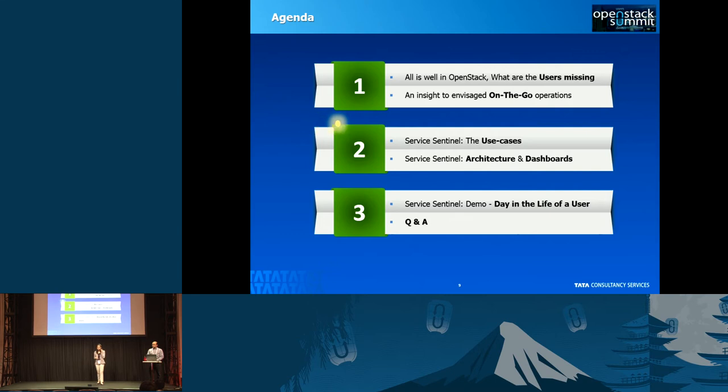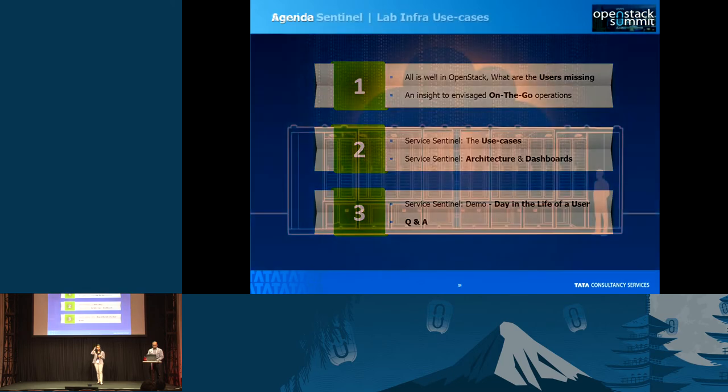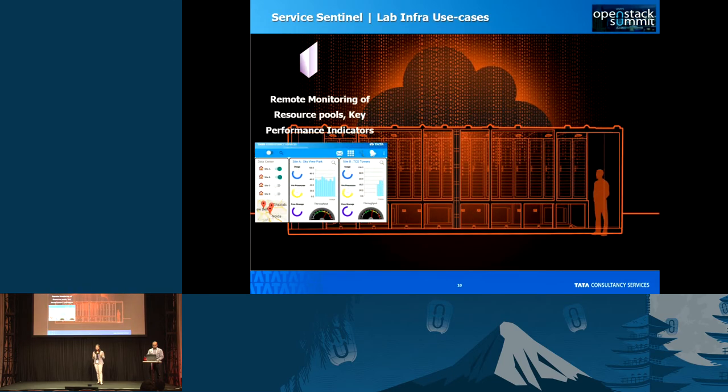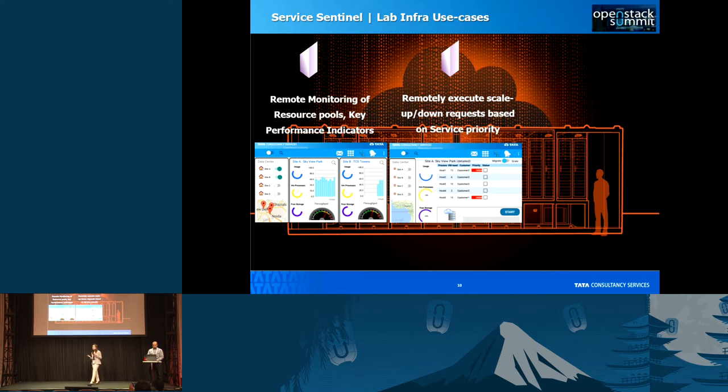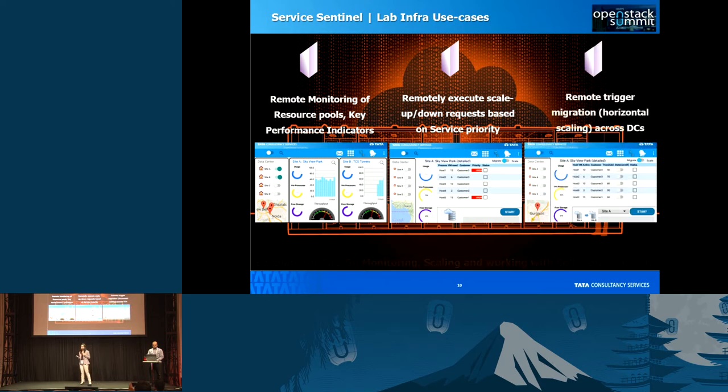So to summarize, we have discussed the day-to-day operations of OpenStack users, what the users are missing, and the top-level features of Service Sentinel, and let's take a deep dive into the architecture of Service Sentinel. In Service Sentinel, we target three main use cases for the Lab Infra users, and they are the remote monitoring of data centers or sites across locations.